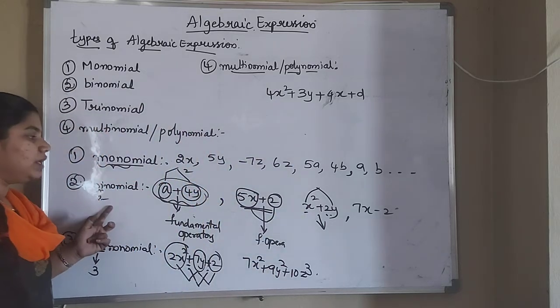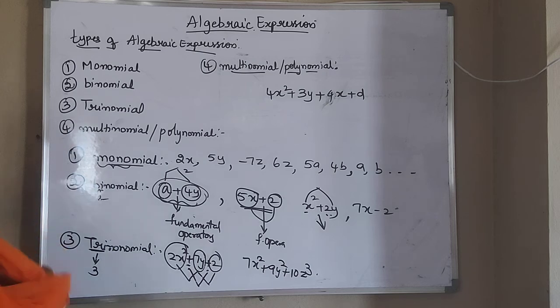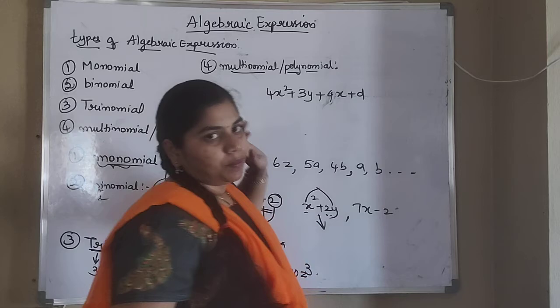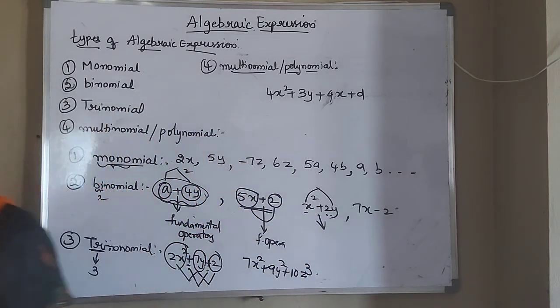So here binomial is also called a multinomial, trinomial is also called a multinomial, and this term is also called a multinomial. So how many different types are there? 4 different types are there.